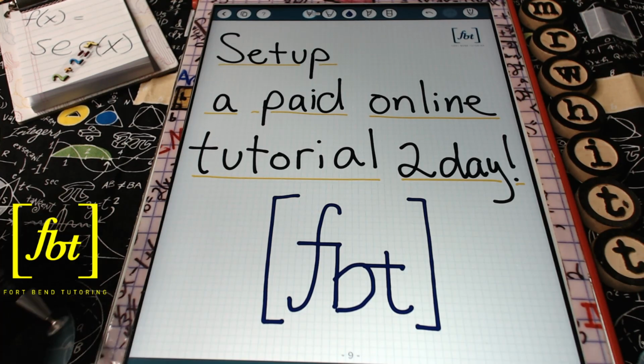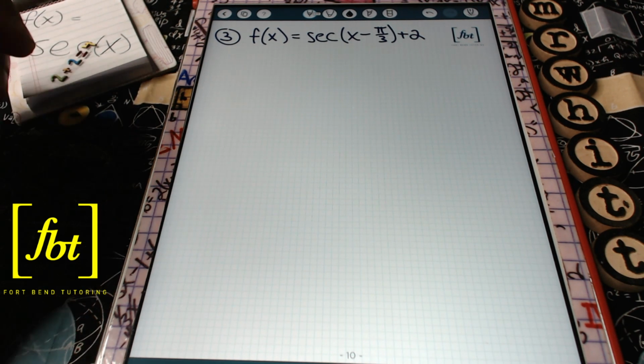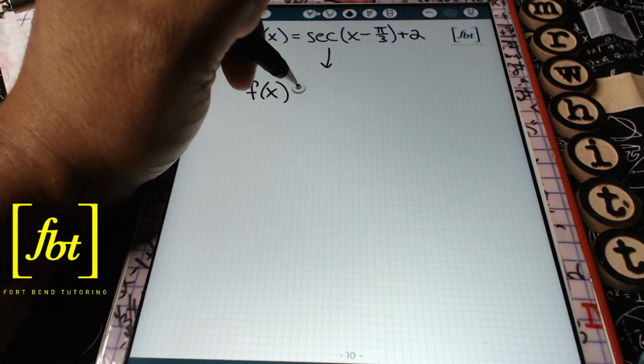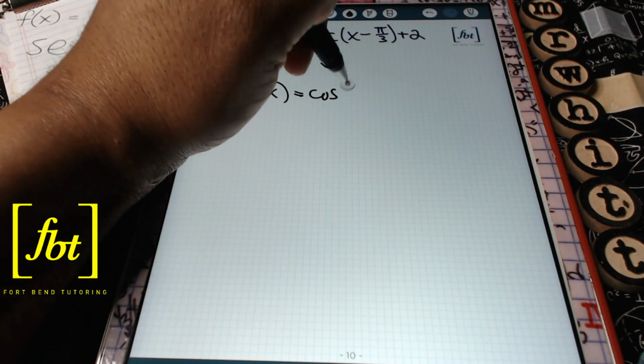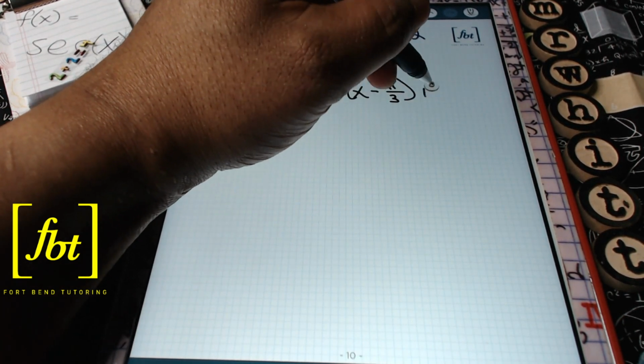And let's continue on with problem number 3. In problem number 3, we have f of x equals secant of the quantity x minus pi over 3 plus 2. So our first step is going to be to rewrite this as a cosine function, knowing that we're going to use cosine as a tool to help us graph the secant function.